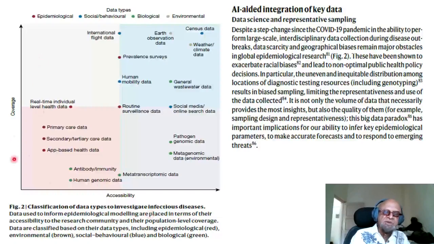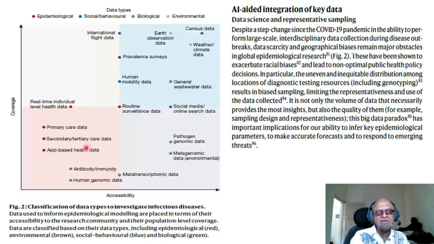So here is the coverage and here is accessibility. Data types include epidemiological, social and behavioral, biological, and environmental. Okay, so you can see accessibility, real-time individual level health data. Coverage is not high, but accessibility is also low. So primary care data, secondary and tertiary care data, app-based health data, and you move higher on accessibility but remain low on coverage for antibody immunity, human genomic data.